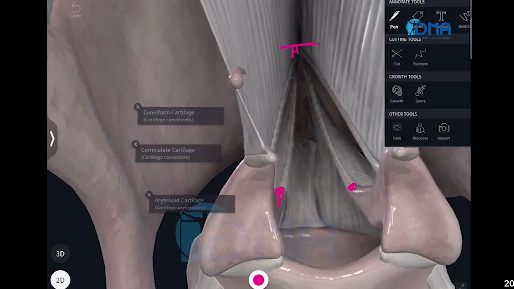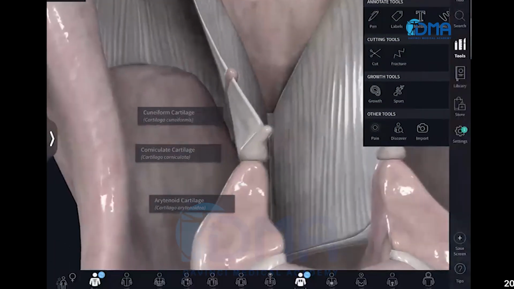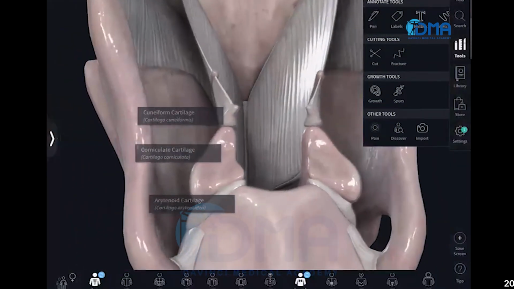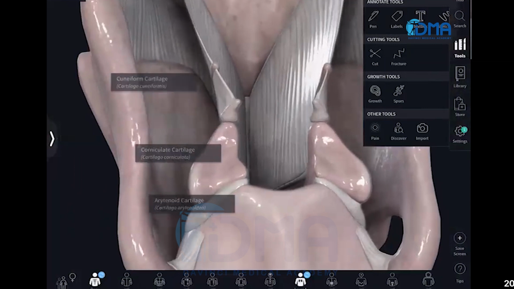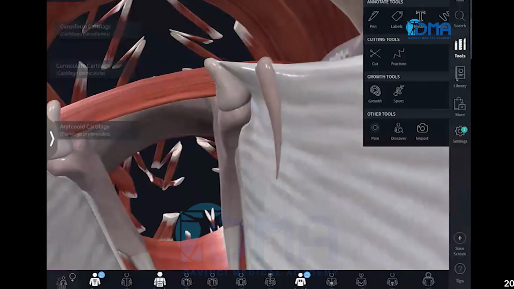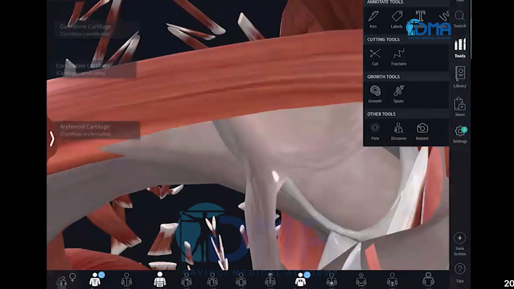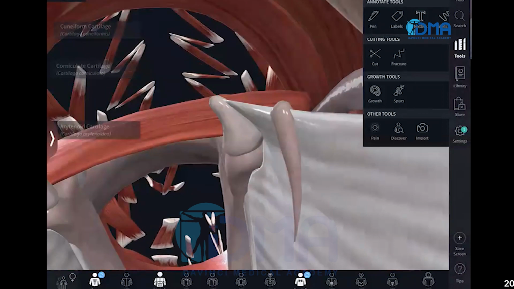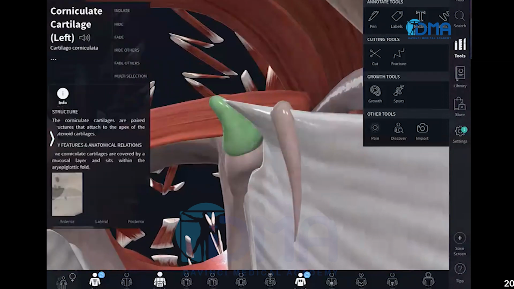Now we are looking into another process. For this process I have to switch on some added controls. Okay, so this is a larynx anatomy with only cartilages. Now I am going to tell about muscular process of arytenoid. For this muscular process of arytenoid, I'll switch on some muscles. You just look into this arytenoid. This is corniculate cartilage. So we are still above.